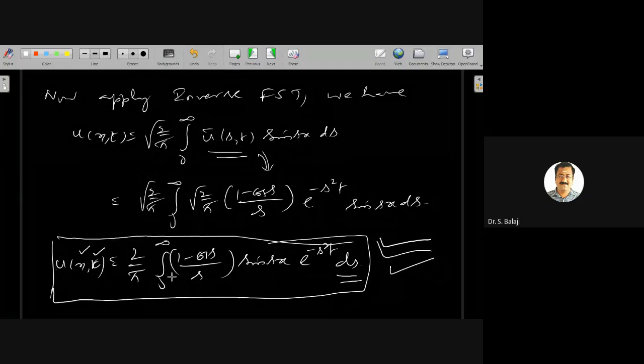U of x comma t is equal to root of 2 by pi, integral 0 to infinity, 1 minus cos s by s, sin s x, e power minus s square t. You need not solve the integration. If you know particular values only, you can solve the integration. Therefore, leave it as it is. After taking the inverse Fourier sine transform, we can start the process.